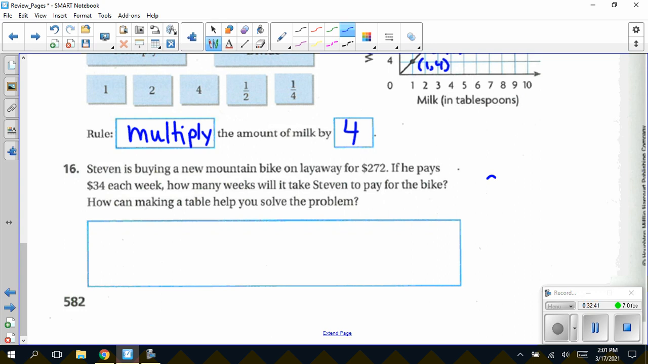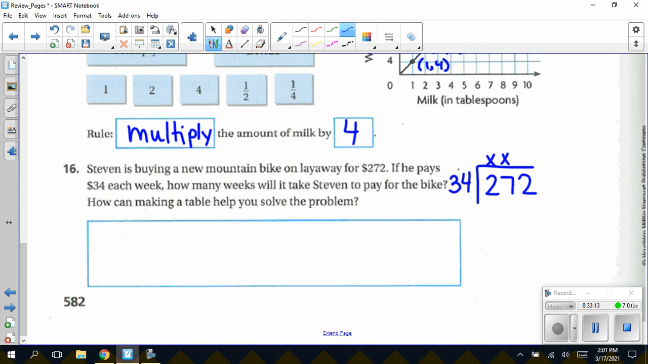So I'm going to take my total amount of money, the $272, and I'm going to divide it by how much money he's saving each week. Again, in my table, I could show week 1 is 34, week 2, obviously you'd take 34 times 2, week 3, and then I would do that until I get to the 272. Or I can eliminate that step by just doing my long division. So I know 34 can't go into 2 or 27. So I'm going to figure out how close I can get to the 272.